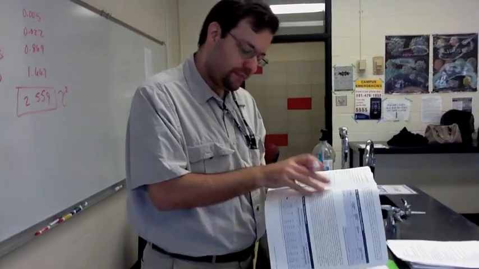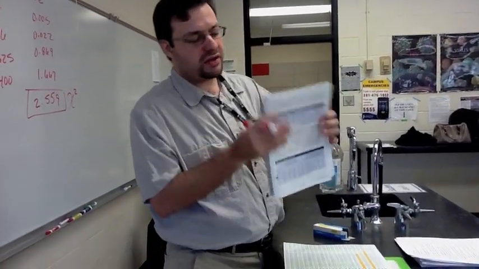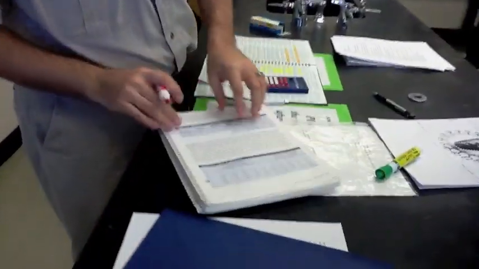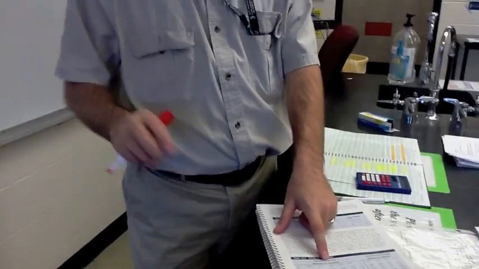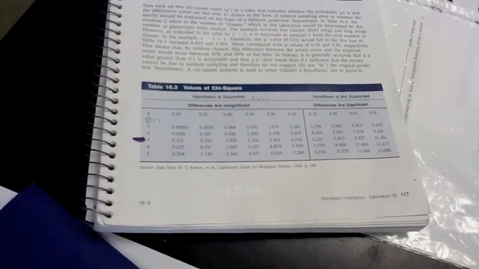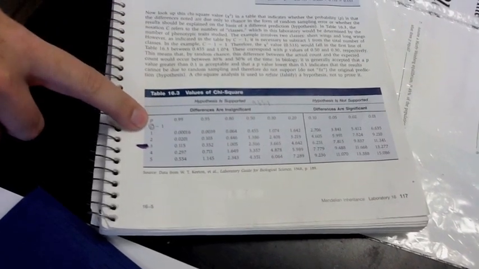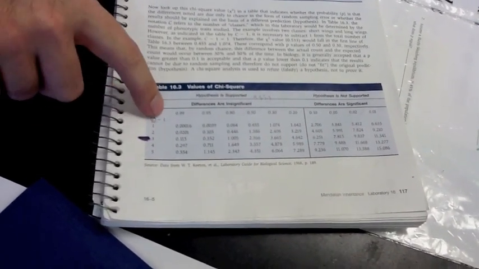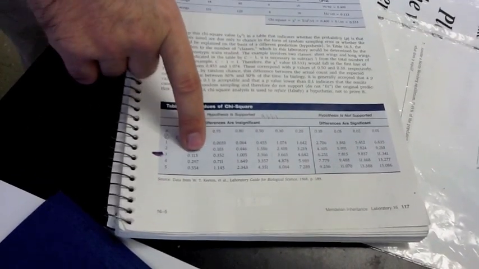where's the chart? You'll be given this chart during the test, but you go off your chi-square chart, and since we're looking at 4 different phenotypes, we're looking at purple smooth, purple rough, yellow smooth, and yellow rough. That's your C value. And then you take C minus 1, that gives you the row, which is 3.